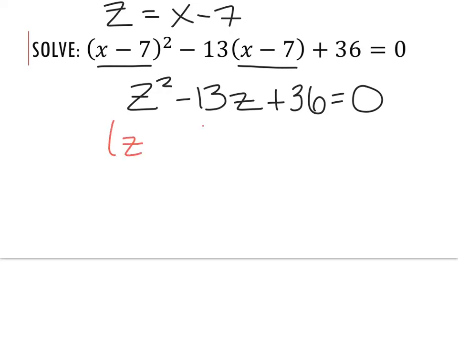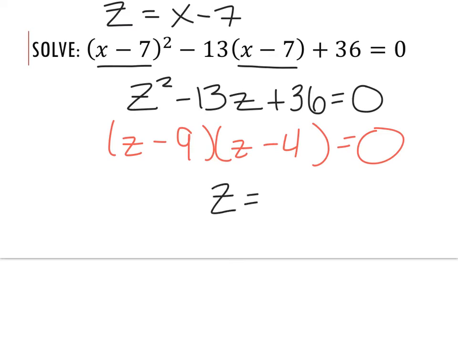So I know I'm going to have a z, I know I'm going to have a z, and it all equals 0. I'm trying to think what multiplies to give me 36 and adds to give me negative 13. I'll give you 5 seconds to think about it. 4, 3, 2, 1. Hopefully you came up with minus 9 and minus 4. So now we know that z is equal to 4 and 9, which is awesome. You're probably like, yay, we did it.